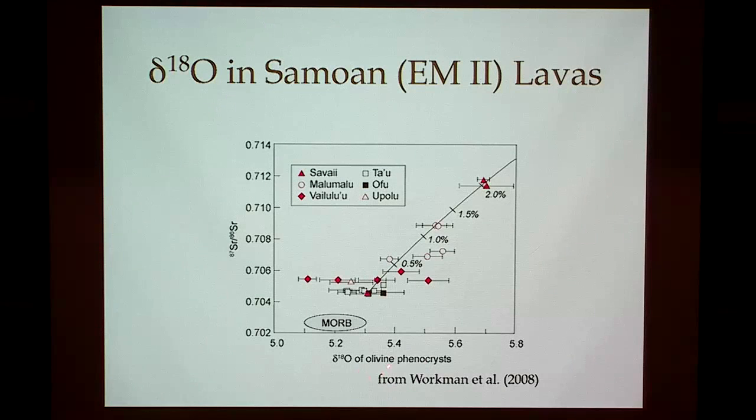So here's data from, again, Samoa, islands and seamounts. And we see a very nice correlation between delta 18O measured in olivine phenocrysts and the strontium-87/86 ratio. So why do we have high strontium-87/86? Well, these elevated oxygen isotope ratios strongly suggest this is some sort of crustal component. And indeed, that's what we thought just based on the radiogenic isotopes. They're so extreme in Samoa, it almost has to be crustal.